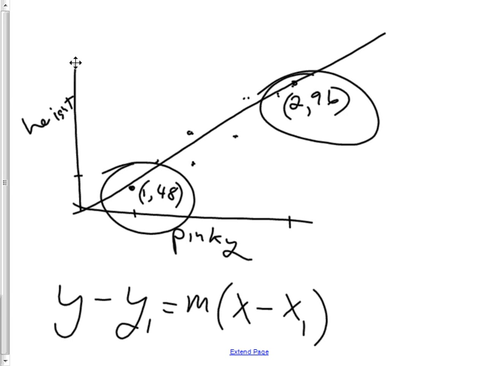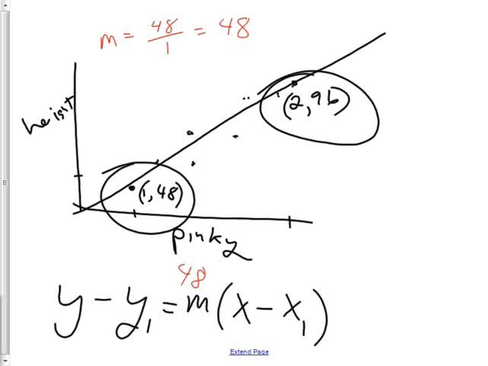Slope comes out pretty nice because of the points I chose. I'm going to go up here and do the slope. Slope is, you go 96 minus the 48, and that would be 48, over the 2 minus the 1, which would be 1. So slope's 48. Yay. So this is a 48.